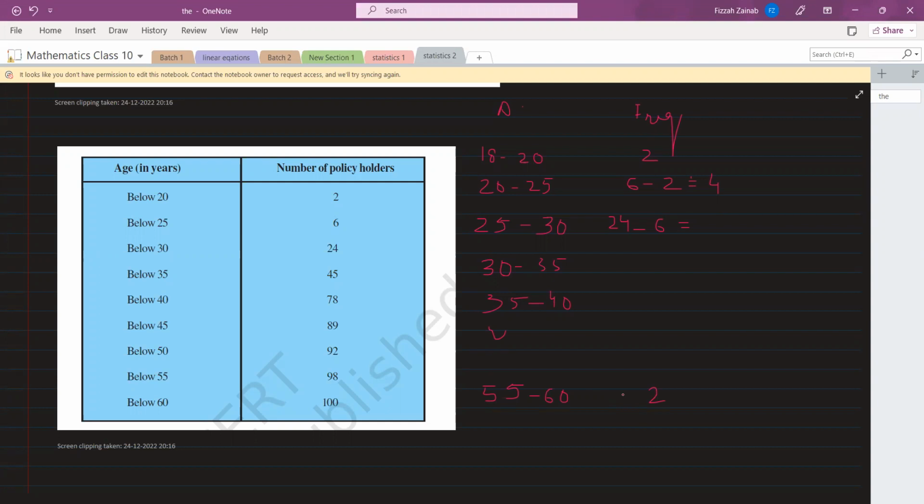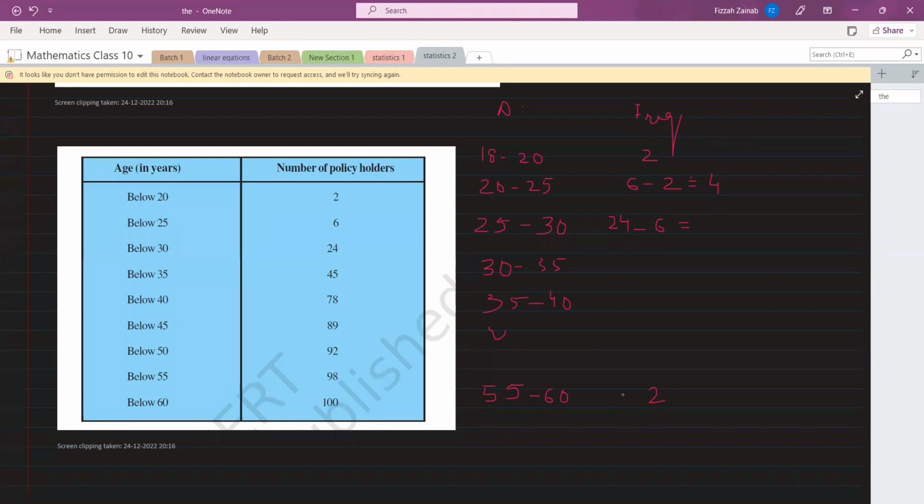Now your capital N is 100, so N by 2 will be 50. Right? So you have to see the cumulative frequency which is just greater than 50. Which one is that? You have 45, which is less than 50. The next is 78, which is greater than 50.